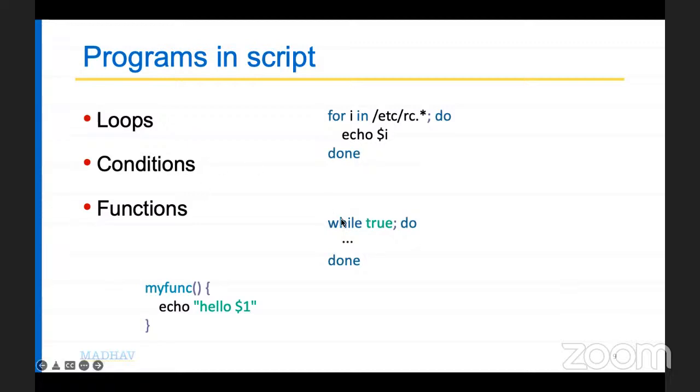Then you can run a while loop also. While this is there, do this. You can use if conditions, all those conditions are also there. And then you can define functions also. You can say my function this, and then when you say my func, it will basically run this function. Whatever is the content of this function, all those commands will be executed one by one. Right? So these are very powerful things, and you can use them.